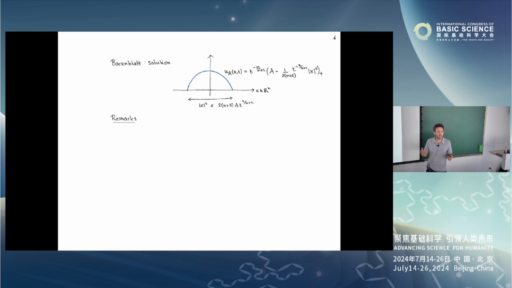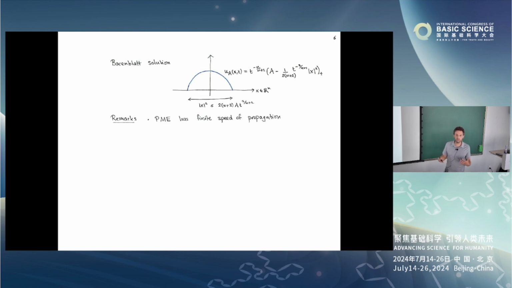Let me make a few remarks about this solution and also about the porous medium equation in general. An interesting feature of the porous medium equation is that it has finite speed of propagation. You see that this solution is moving with some finite speed. You can certainly calculate the speed of that boundary very easily. This contrasts with the heat equation, which famously has infinite speed of propagation.